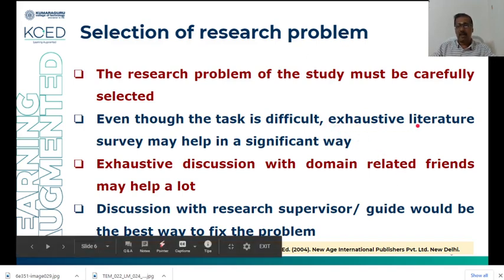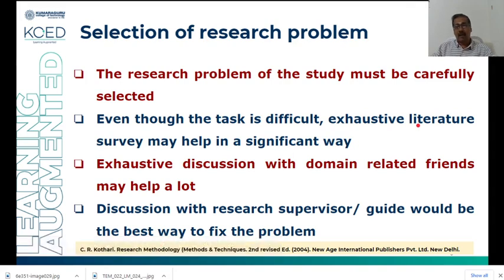The first way is through an exhaustive literature survey. You have to make a very thorough literature survey for at least say 20 to 25 years. Literature should be dug out for the selected problem. So an exhaustive literature survey may help you a lot.